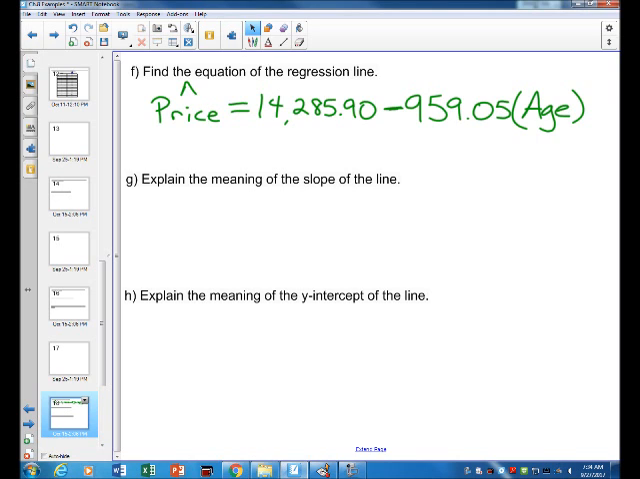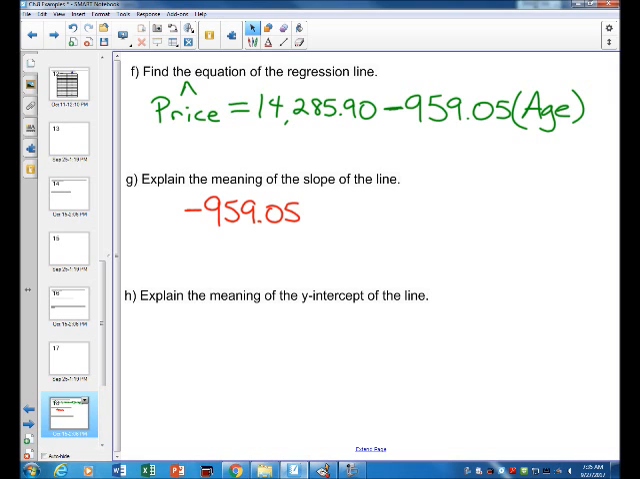So for the slope, that is the negative 959.05. And so basically what this means, that for every year that your Toyota Corolla ages, so every year that your Corolla gets older, that you can expect the price of you selling that car to decrease by $959.05. So basically, every year you own the Corolla, if you want to sell it, you're going to need to take off about $1,000.